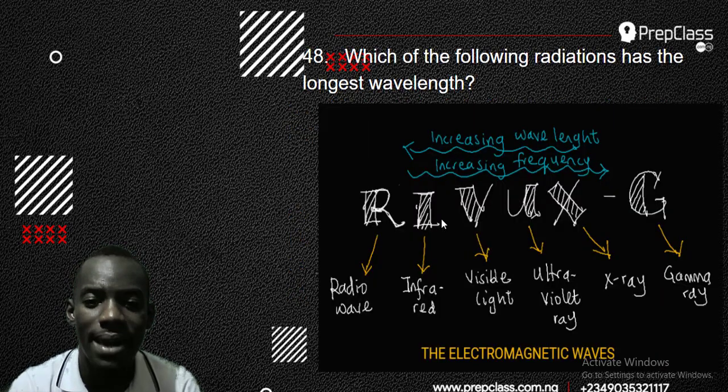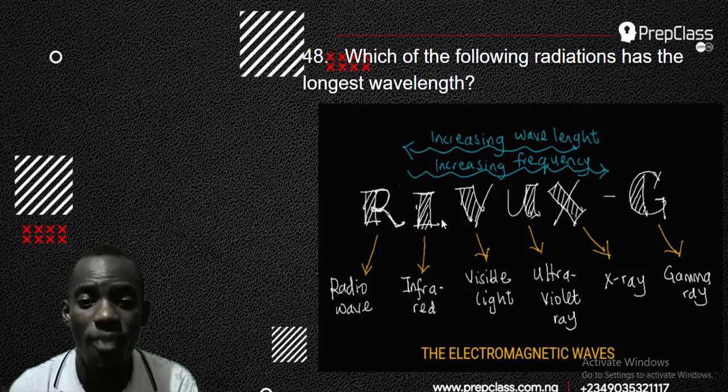Now, all the electromagnetic waves are given by this formula, Revox G. R means radio wave, infrared is I, then visible light is V, ultraviolet ray is U, X is X-ray, and G is gamma. Now, the wavelength, that means the one that is longest, flows from radio wave. That means the longest is radio, while gamma is the shortest.